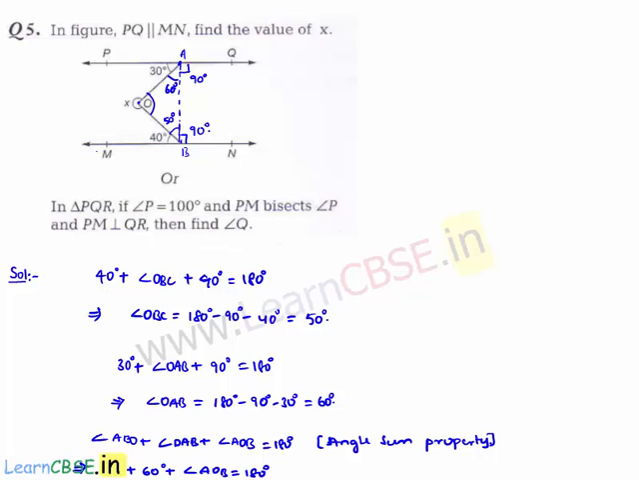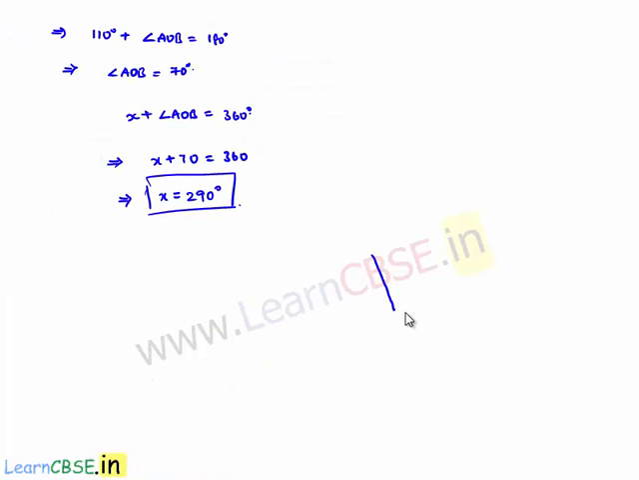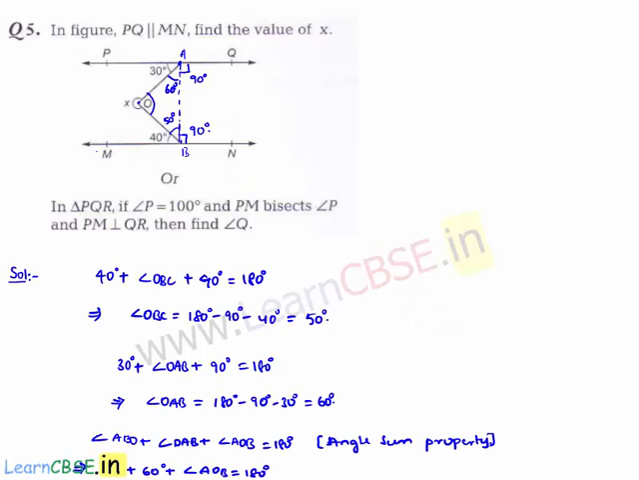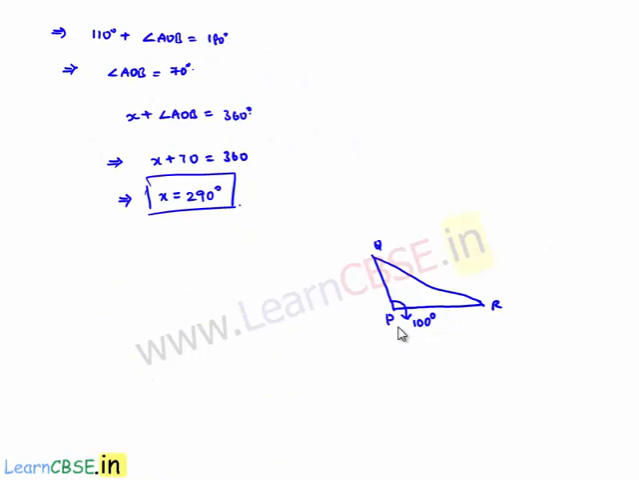So let us draw a rough figure according to the given information that there is a triangle PQR in which angle P is equal to 100 degrees and PM bisects angle P and also PM is perpendicular to QR.